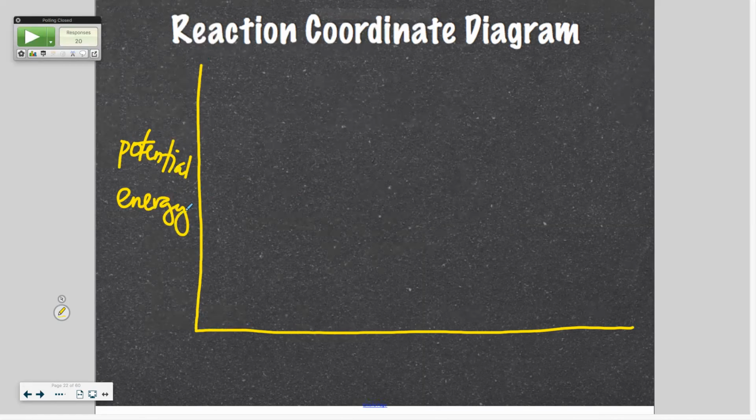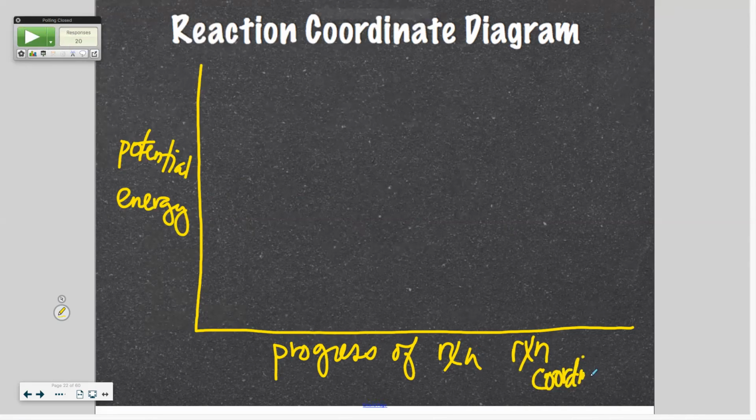Okay. And then down on the bottom, there's a couple things that people put. The main one is progress of reaction. RXN is my shorthand for reaction if you haven't picked up on that or I haven't told you that yet. The other thing I'll see is sometimes people will put reaction coordinate. Okay, but I tend to write progress of reaction. It's how the reaction has progressed.